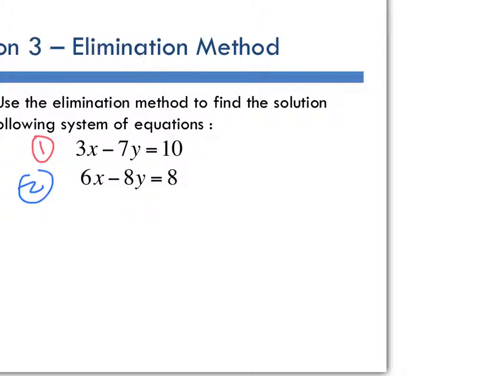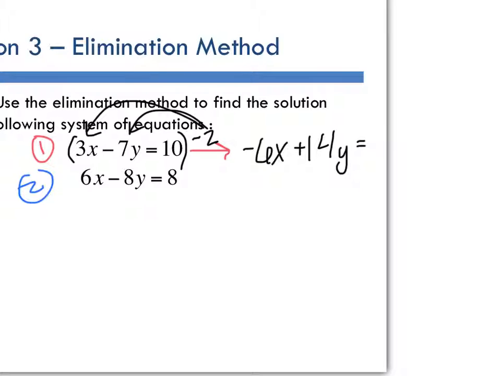What if I multiplied this first equation, the whole thing, by -2? If you distribute it in, -2 times 3x is -6x. -2 times -7, remember negative times a negative is a positive, so it's positive 14y, equals -2 times 10, which is -20. Now this other equation, I'm just going to rewrite it, keeping the same color because it's still the original one. It's still the same equation, but we rewrote it. So this one would be 6x minus 8y equals 8.